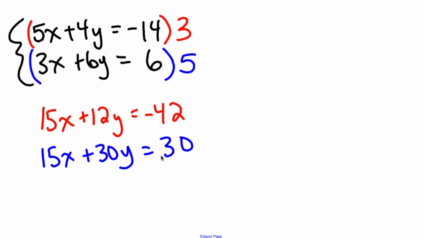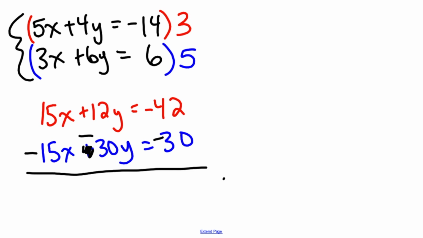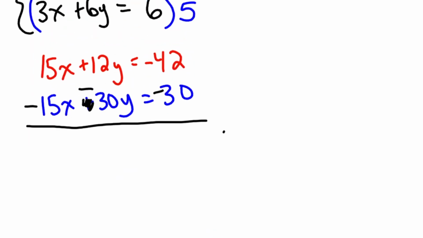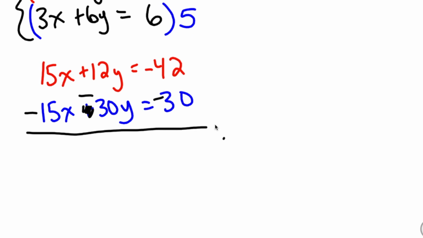Now again, we have the same problem that we had in the last example. These x's do not cancel because 15x plus 15x is 30x. We want that to be a 0. So I'm going to change all of my signs. Negative 15, I'm going to scribble this out and write a minus 30, and I'm going to put a negative in front of that 30. Okay? So just keep that in mind. If you end up with the same number in front of the same variable, but they have the same sign, just multiply one by negative 1, change all the signs, and make them have opposite signs.